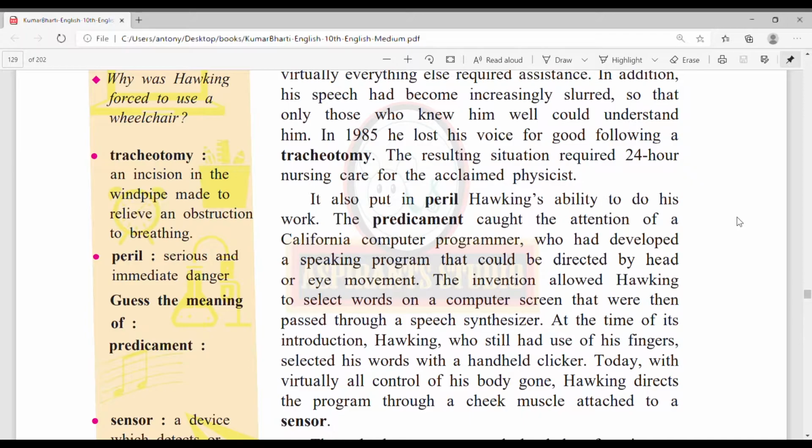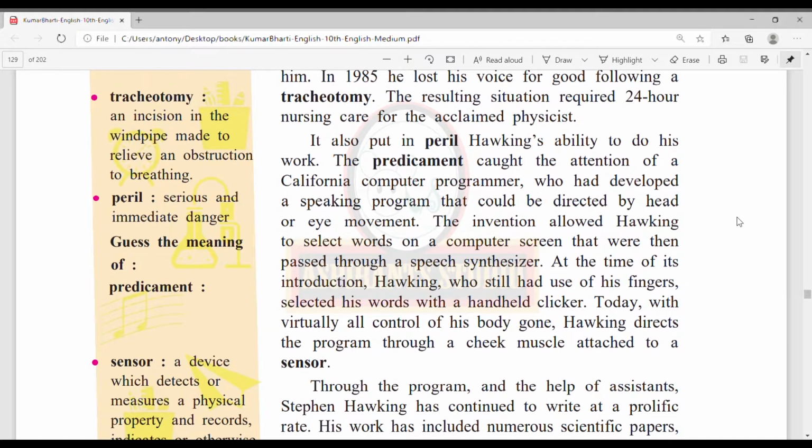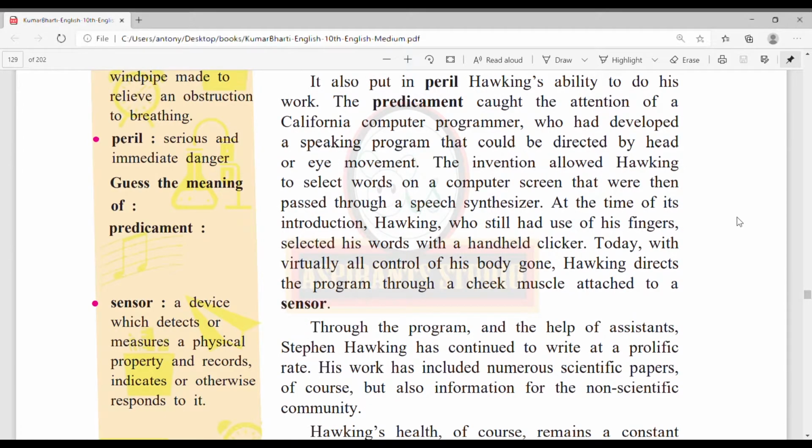It also put in peril Hawking's ability to do his work. The predicament caught the attention of a California computer programmer, who had developed a speaking program that could be directed by head or eye movement. The invention allowed Hawking to select words on a computer screen that were then passed through a speech synthesizer.